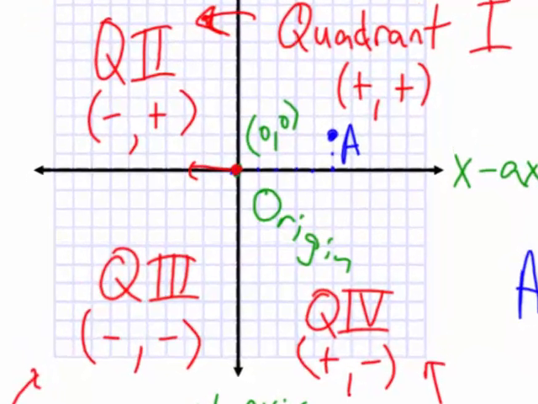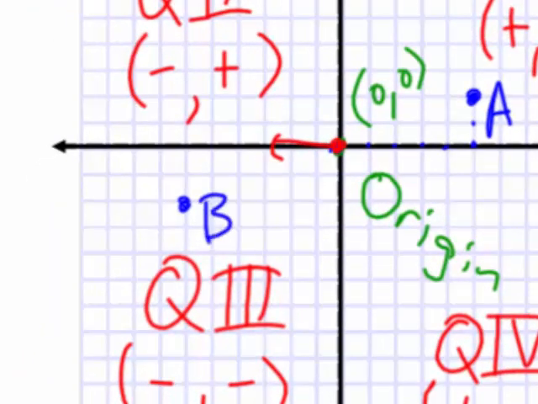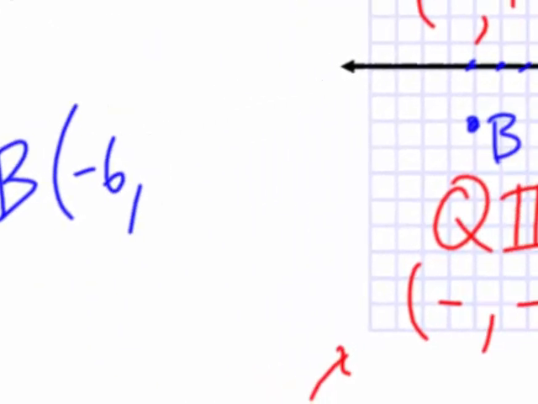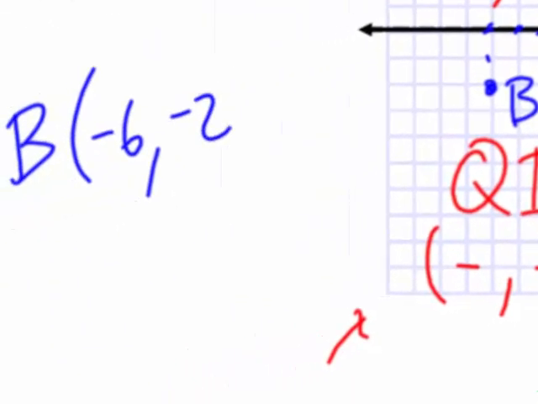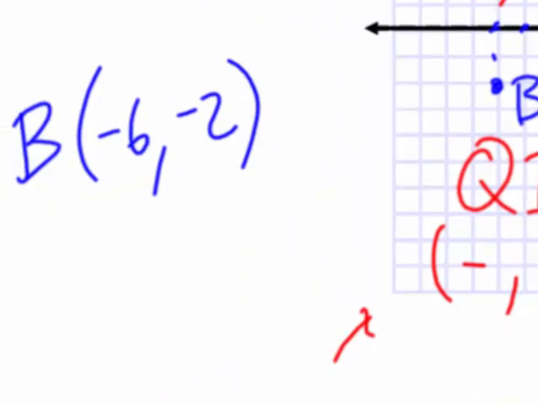Let me grab this point right here, and I'm going to call that B. So if we take a look, that's located in what quadrant? Yep, quadrant 3. And what would its coordinates be? So base it off of 0, 0. So we're going left 1, 2, 3, 4, 5, 6. So that'd be negative 6 as it went left, and down 1, 2, negative 2. That would be the coordinate for that.